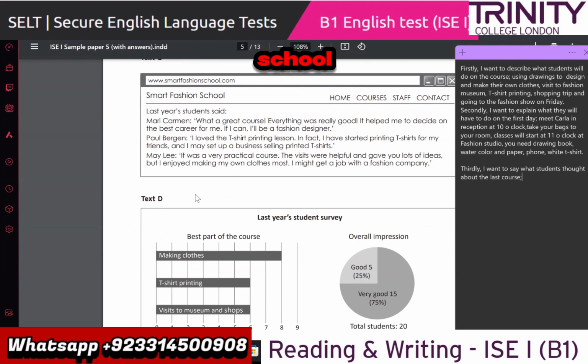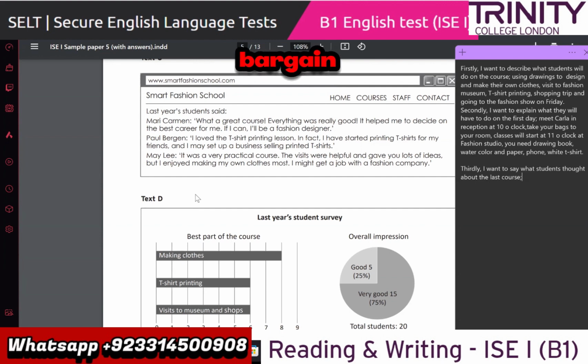Smart Fashion School. Last year's students said: Mary Chairman, "What a great course. Everything was really good. It helped me to decide on the best career for me. If I can, I will be a fashion designer."